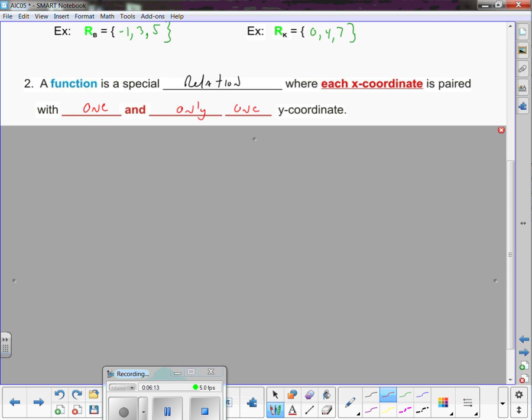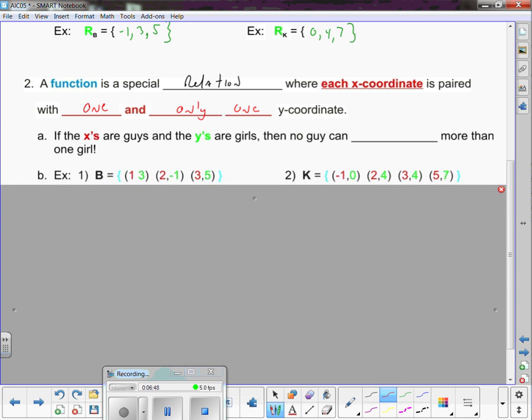1 and only 1 Y coordinate. So, for something to be a function, it has to first be a relation, meaning everything has to be paired. However, in addition, there's an additional condition to see if this relation is indeed a function. And that is, does every first coordinate, the X, have only one Y? Does any abscissa have only one ordinate?